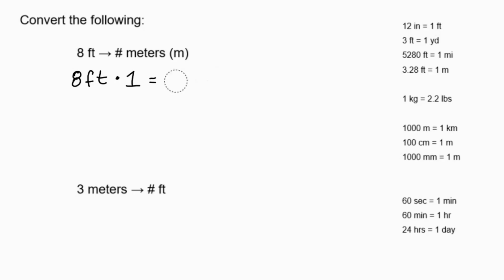Let's take this a step further then. What if I was to multiply 8 feet times 5 divided by 5? Well, 5 divided by 5 is essentially 1, right? So this is still 8 feet times 1, which is still equal to 8 feet. Nothing actually changed here. The value didn't change, right?